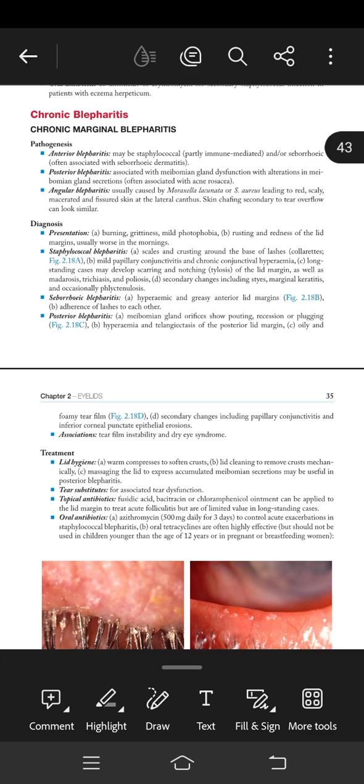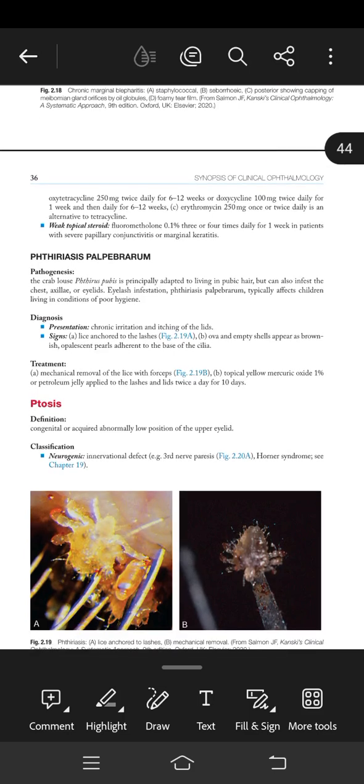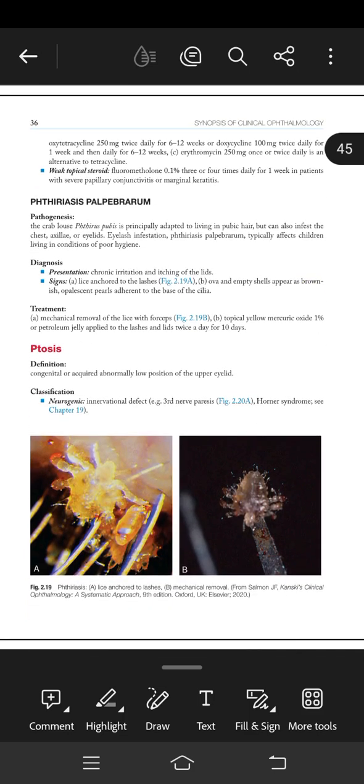Then we have phthiriasis palpebrarum. The crab louse Phthirus pubis is principally adapted to live in pubic hair, but can also infest the chest, axilla, or eyelids. Eyelash infestation, phthiriasis palpebrarum, typically affects children living in conditions of poor hygiene. Presentation is chronic irritation and itching. Lice are anchored to the lashes.